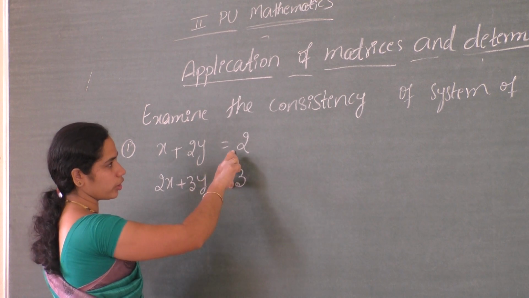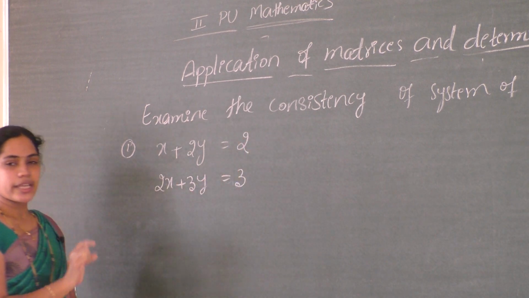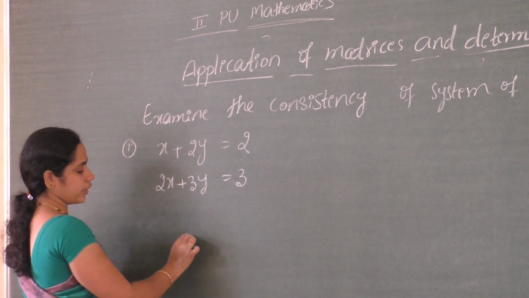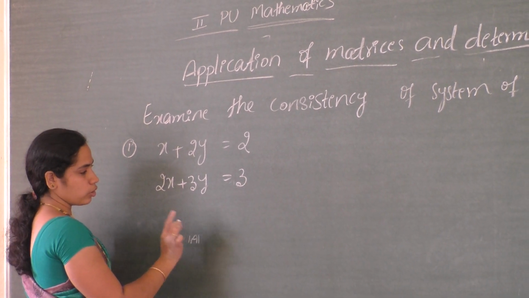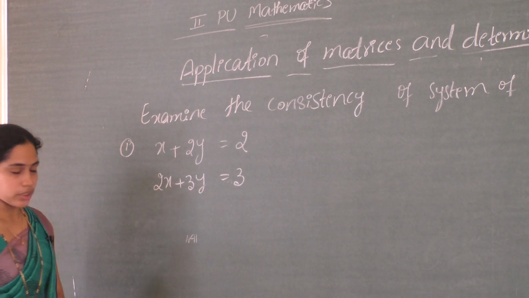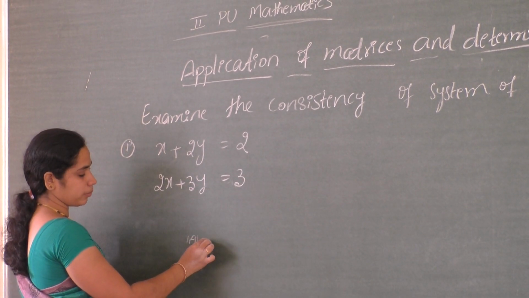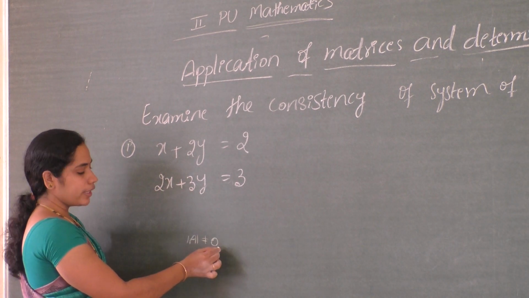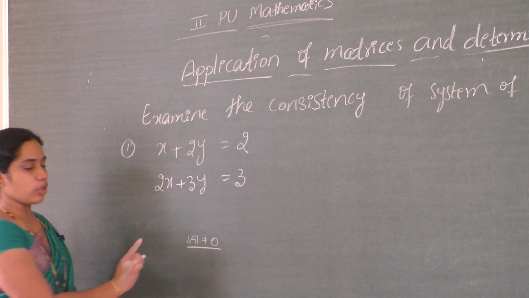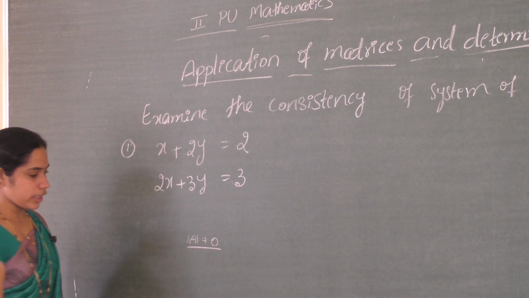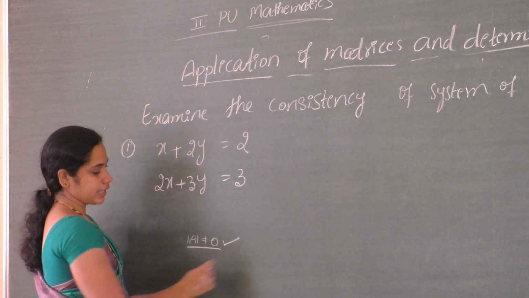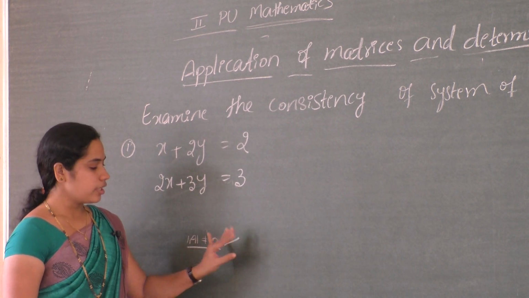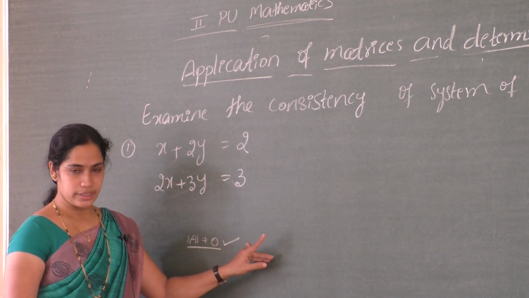To verify whether this is consistent or not, what is the condition? We need to check whether a solution exists or not. Suppose determinant of A is not 0, directly we can say a solution exists. In that case A inverse exists, a solution exists, and the system is consistent.